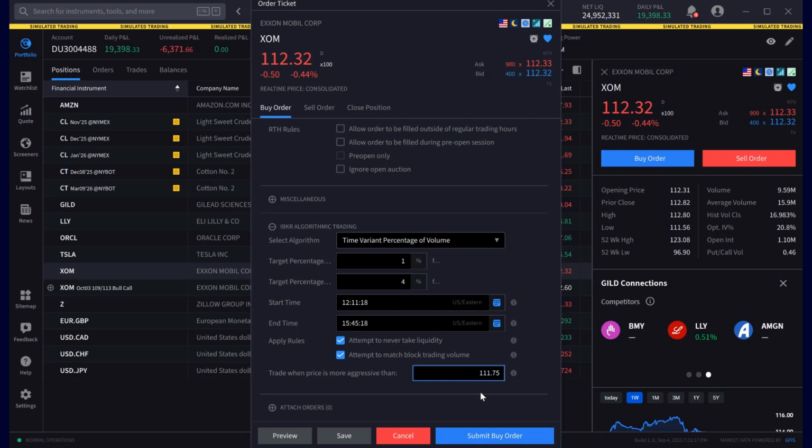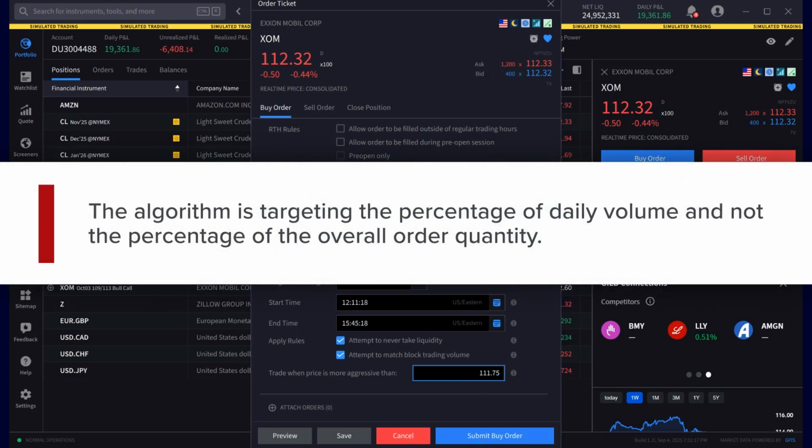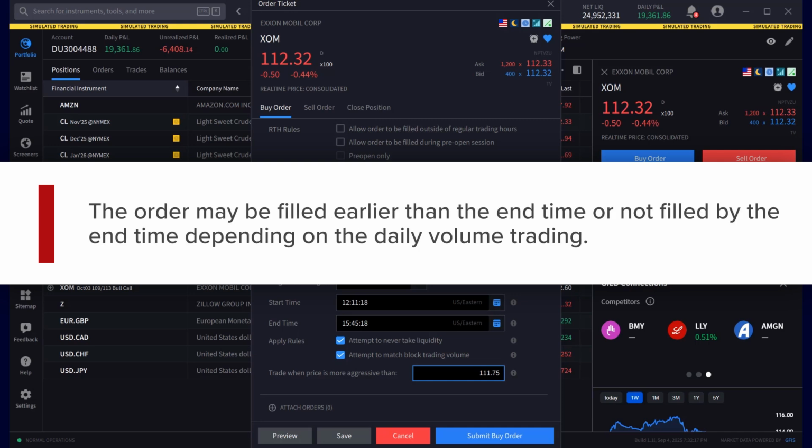It is important to note that the algorithm is targeting the percentage of daily volume and not the percentage of the overall order quantity, so the order may be filled earlier than the end time or not filled by the end time, depending on the daily volume trading.